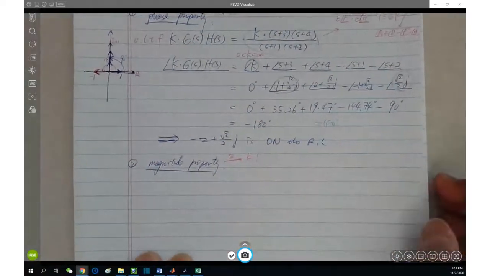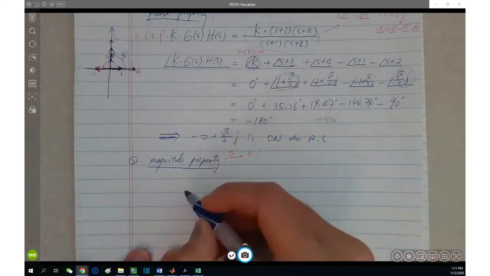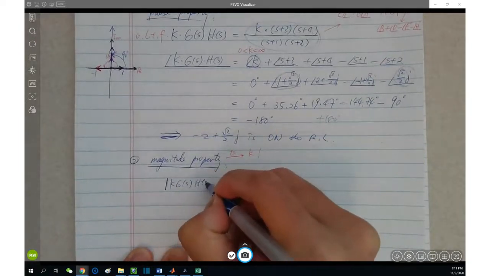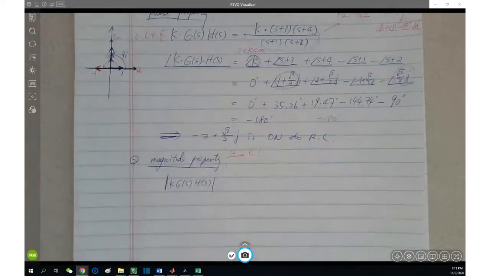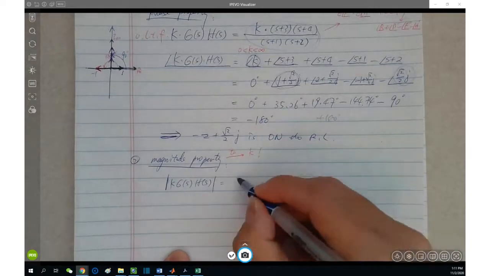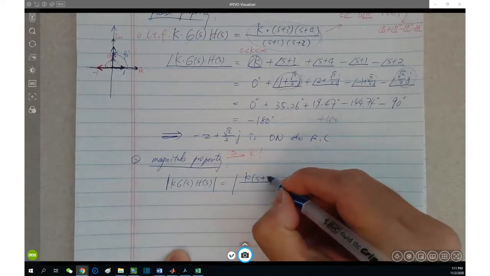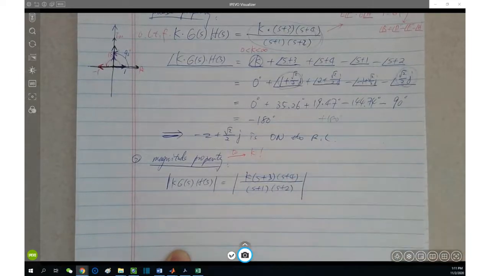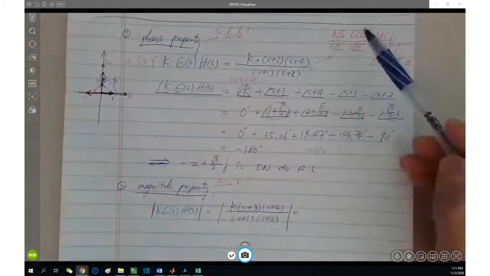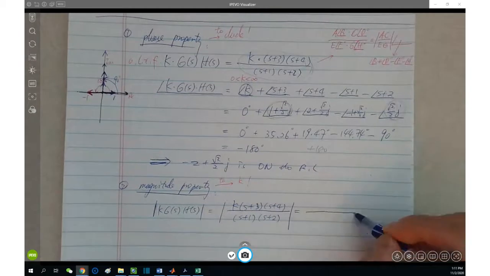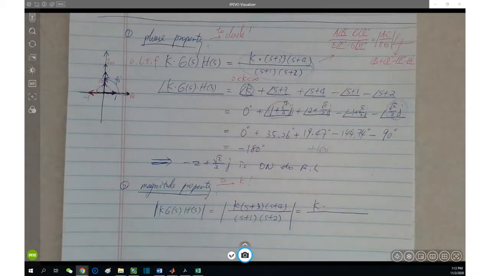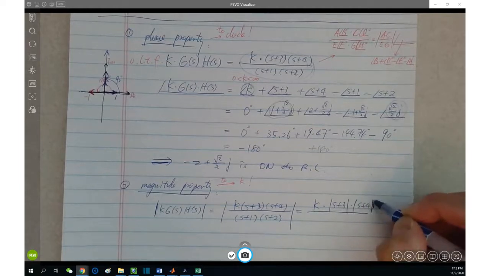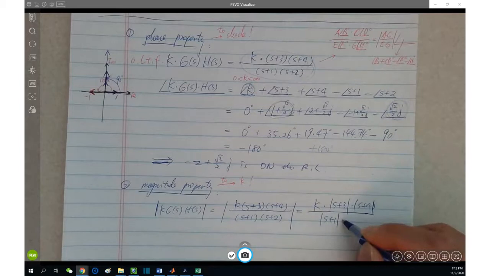Okay. How to do this? Once again, we already have the open loop transfer function KGH, and we know the KGH magnitude. Once again, magnitude and magnitude only is equal to the magnitude of this guy. Mathematically, just like what we reviewed here, it equals the K value, because K is a positive constant, times the magnitude of S plus 4 divided by the magnitude of S plus 1 times the magnitude of S plus 2, right?